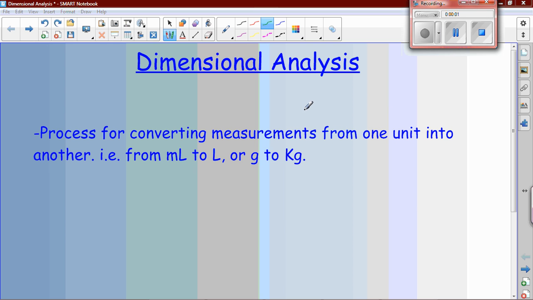Okay guys, so this is your video lesson on dimensional analysis, and dimensional analysis is simply a process that we use to convert measurements from one unit into another. It could be something like milliliters into liters, grams into kilograms, or even something more complex, maybe milliliters into ounces, so going between the metric system and the American measurement system.